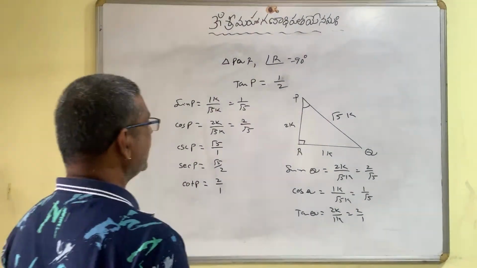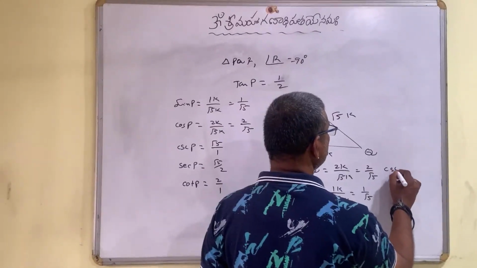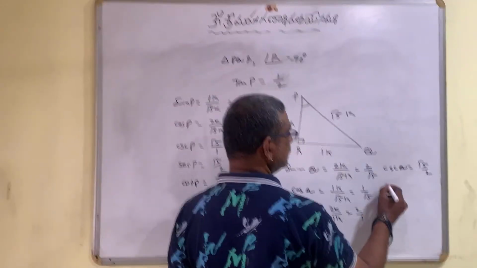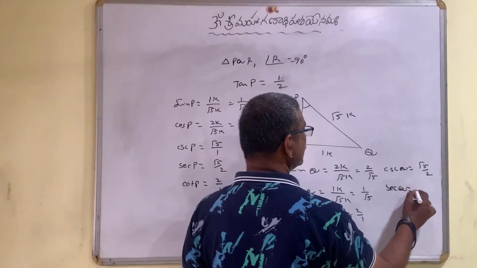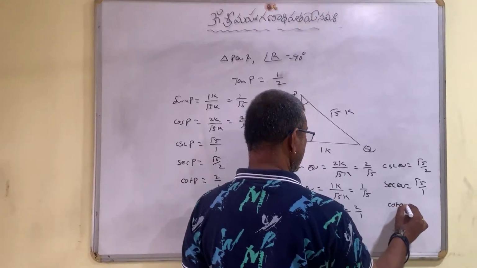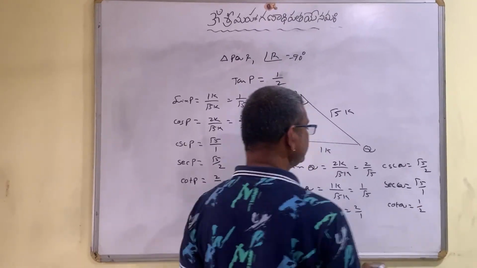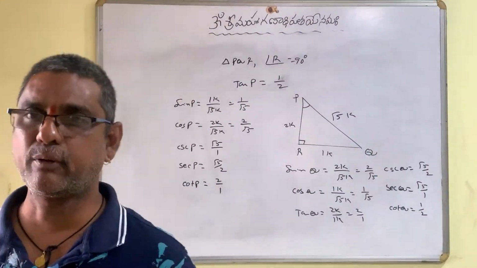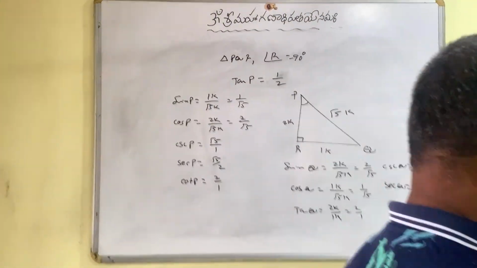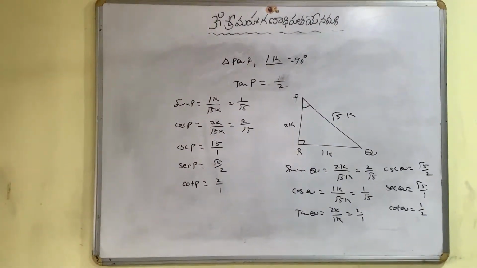Now what is cosecant Q? Cosecant Q, root 5 by 2. Secant Q, root 5 by 1. Cot Q, 1 by 2. Reciprocals. Once we wrote the first three, the remaining three is easy to write.